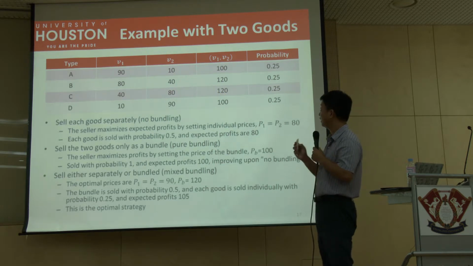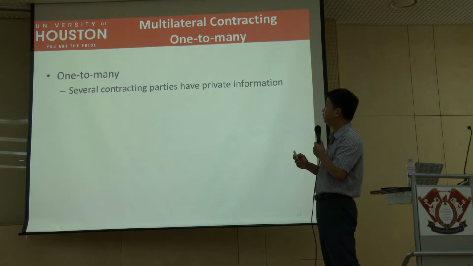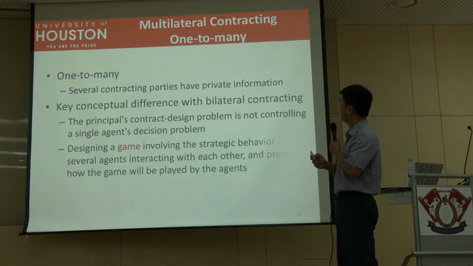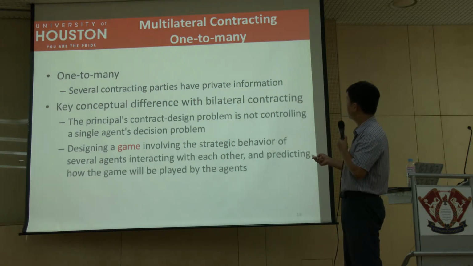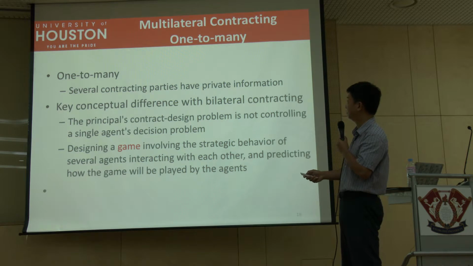Okay. Anyway, another variation is one-to-many. Several contract parties have private information, and the key difference from the bilateral contract is that the principal's contract design problem is not controlled by a single agent problem. So designing the game involves the strategic behavior of several agents interacting with each other, and predicting how the game will play. So this contract can be combined with a non-cooperative game.